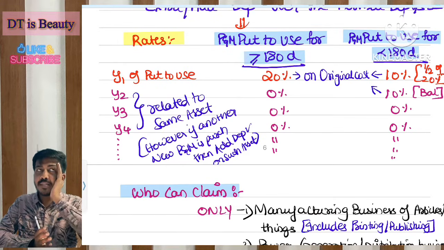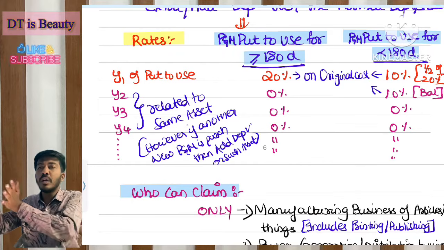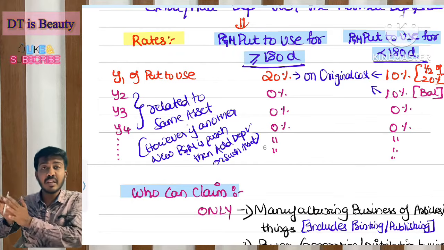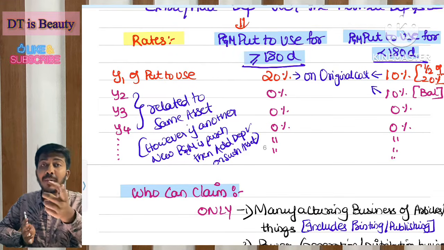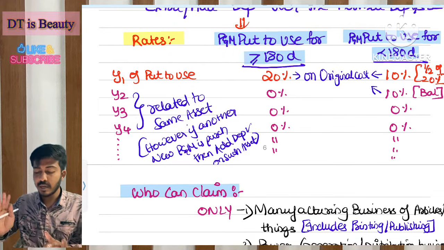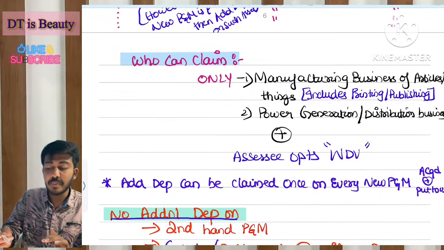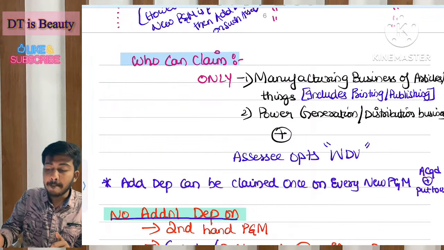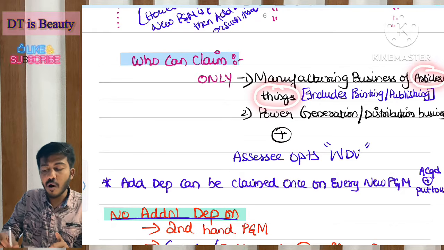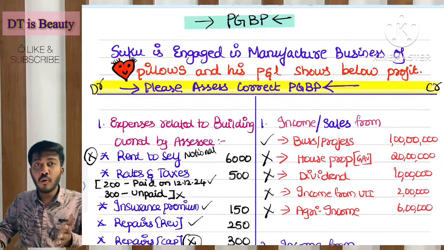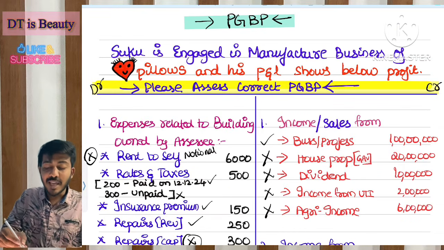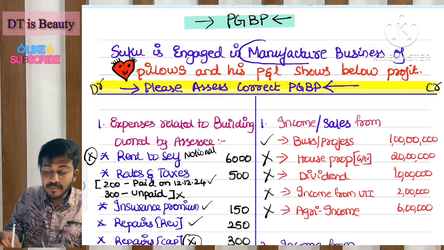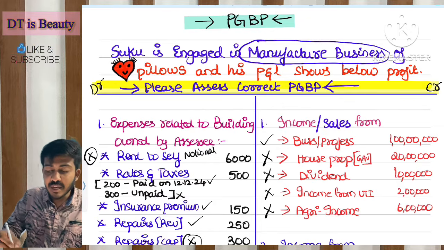If the assessee is purchasing one new plant and machinery every year, every year he can take additional depreciation on that plant and machinery. Simple, clear? Who can claim this additional depreciation, sir? Any assessee who is in the business of manufacturing of article or thing. Which is a secret message that Sukumar is engaged in manufacturing business.